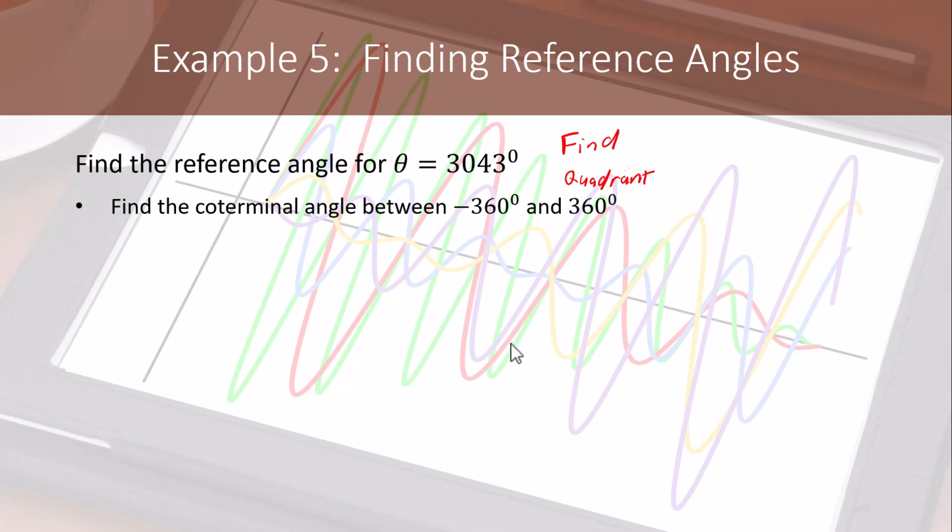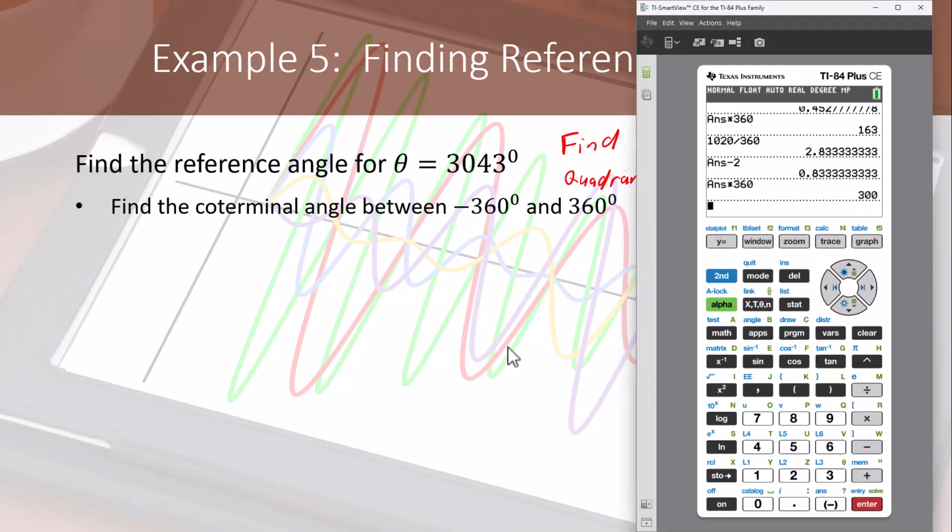Now, the way that we can do that is using our calculator. What we can do is take our angle, which in this case is 3043, divide that by 360. And your coterminal angle is in the decimal part of this, so what we can do is subtract 8 from it, and then multiply that by 360. And that right there is your coterminal angle. Our coterminal angle happens to be 163 degrees.